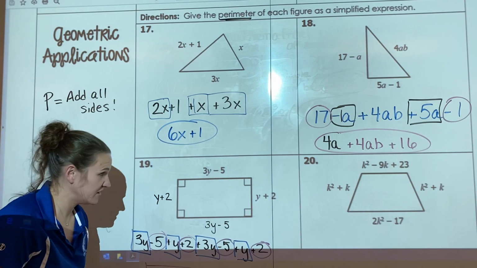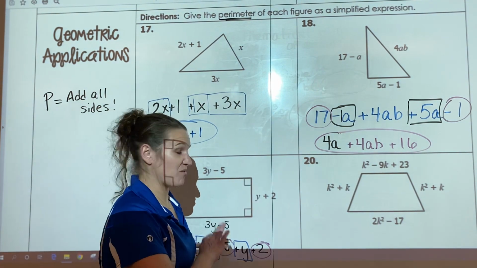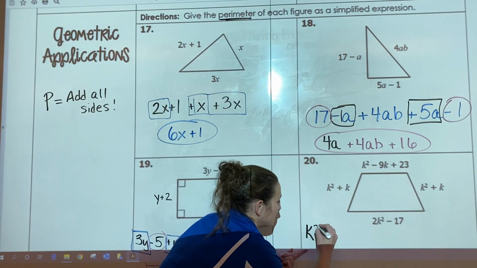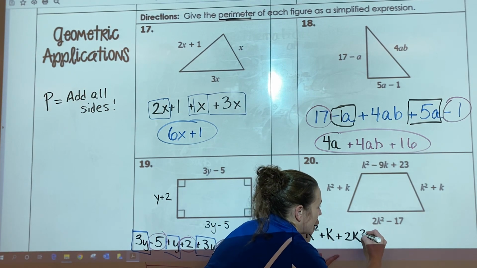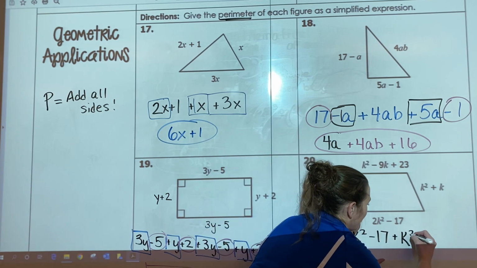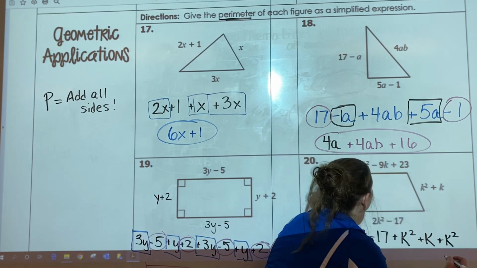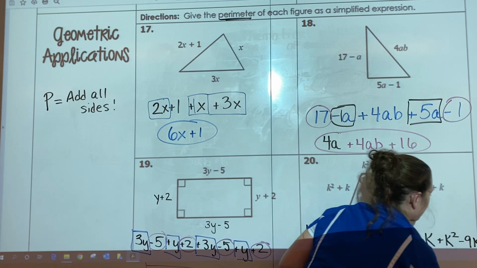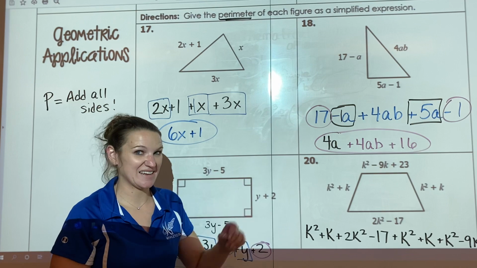For this last figure, let's write all of our sides, since some of them look like they're different, and then we'll combine all of our like terms. I'm going to start right here. k squared plus k plus 2k squared minus 17 plus k squared plus k plus k squared again minus 9k plus 23. Whoa, that's a lot of terms. Let's look for the ones with the same variable and exponent part.